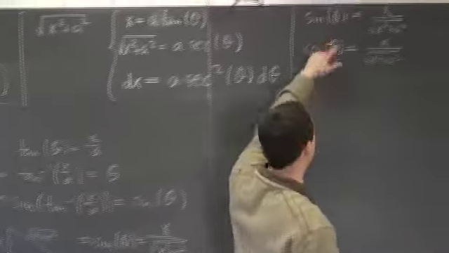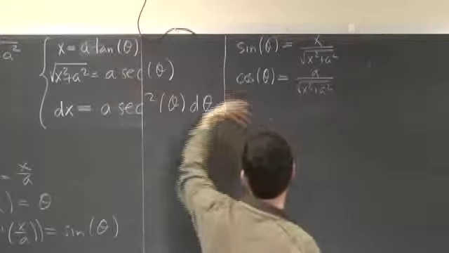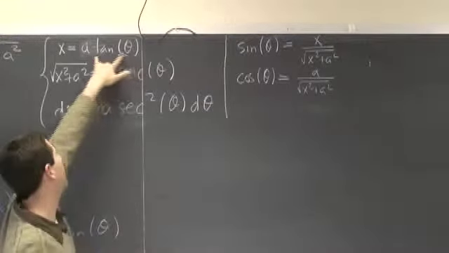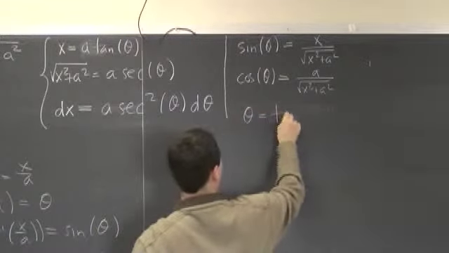I could do a theta here. I just have to choose either the arc sine of the top or the arc cosine of the bottom or the arctangent of x over a. So maybe I'll choose that one because it's somehow the simplest.